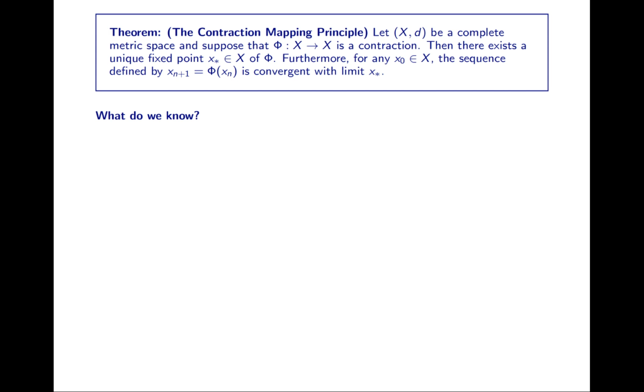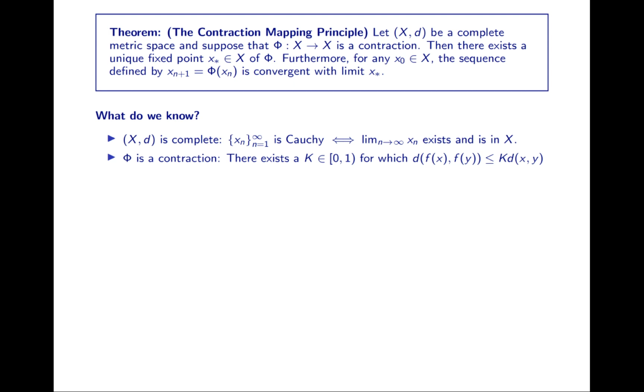So we want to prove the theorem, but what do we know? We know that my metric space is complete, meaning that if a sequence is Cauchy, then its limit exists and is in X. We know that phi is a contraction. In other words, the distance between phi of x and phi of y is strictly less than the distance between x and y. Specifically, it's less than or equal to a number k, greater than or equal to 0 and strictly less than 1, times the distance between x and y.